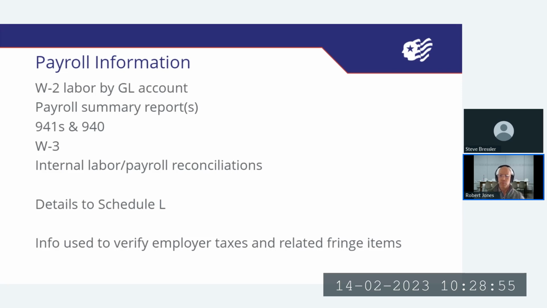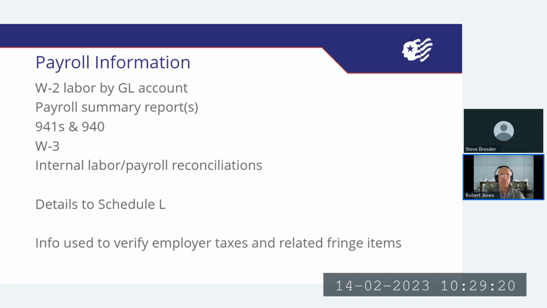The other thing that's helpful is hopefully you are preparing an internal labor or payroll reconciliation. And if you're not, we're going to talk about that later. But if you are, if you can provide those, because again, that will help clarify any reconciliation issues that we may have as part of the incurred cost proposal. Again, the details here, when we've got payroll information, is going to go to Schedule L.